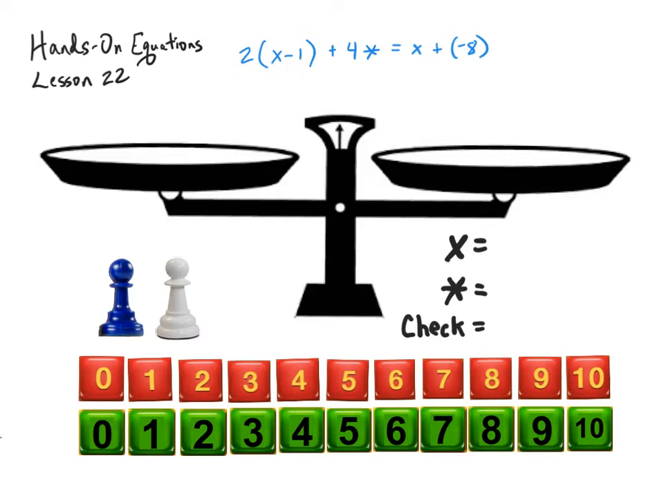So we have 2 times the quantity x minus 1 plus 4 star equals x plus a negative 8. Remember that this expression right here will use the distributive property. We're going to distribute the 2 to the x and to subtracting 1. So that means we have 2 x's, and then we're going to subtract 1 twice, which means we'll subtract 2. When we set this up, we're going to go into the parentheses and do x minus 1, and then we're going to do that twice.